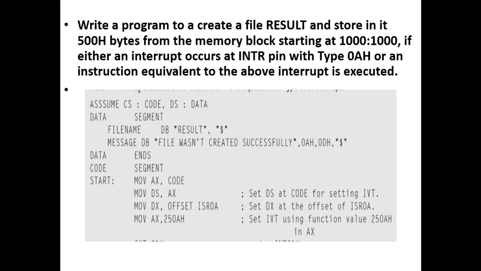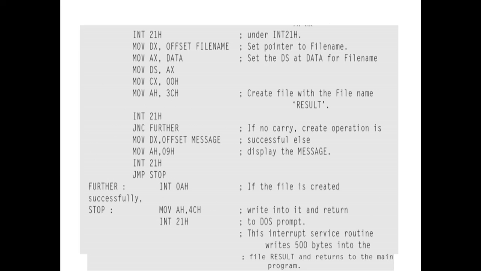The function required for setting IVT is MOV AX, 250AH, and then the next instruction is INT 21H. These two instructions function for setting the IVT, that is the interrupt vector table. Then we have to move DX with the offset address of the result, that is the file name. So we are setting a pointer to the file name.